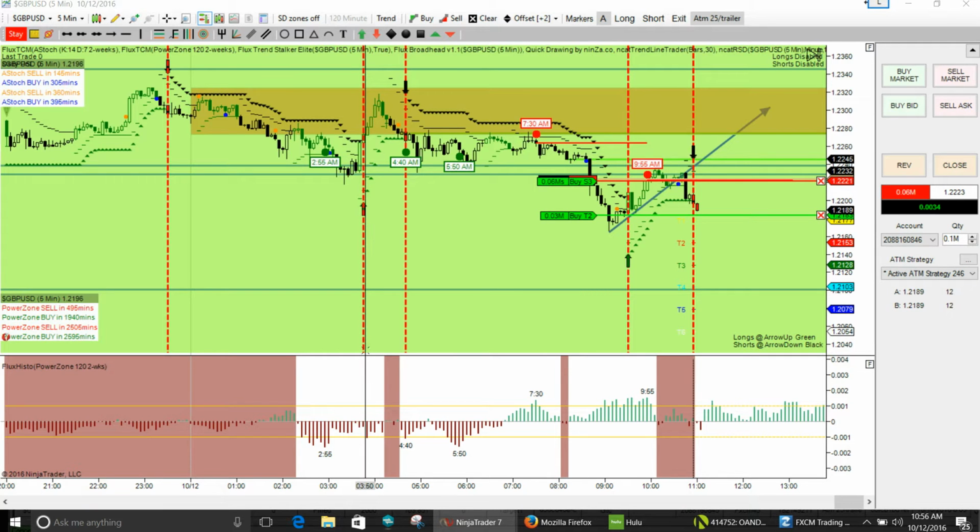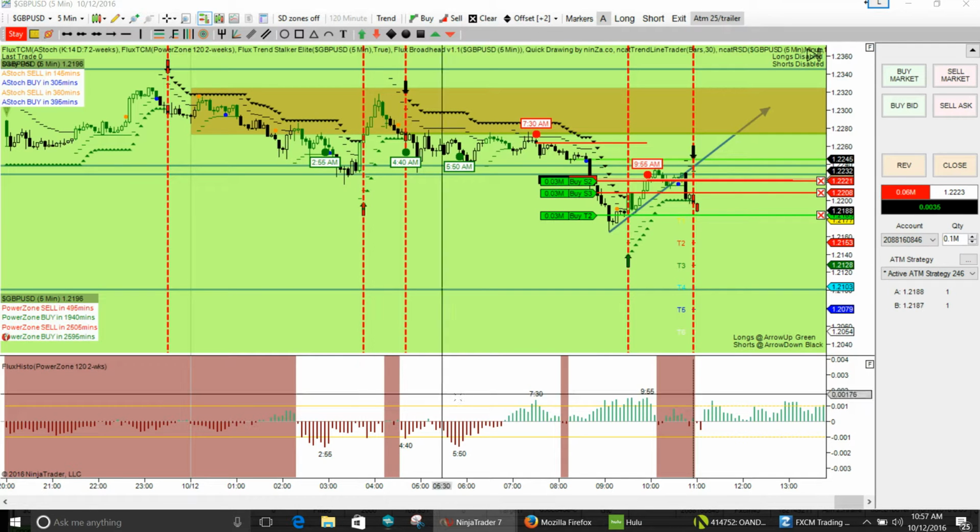We already took out the 20 pip target, and now we got to stop the target 3 stop, which is the trailer, and the other one to break even, so we're in profit on that. We're looking to take out this 40 pip target. Go to where we're at, $204, and we already booked the other lots already.